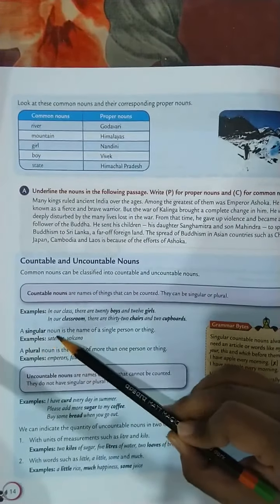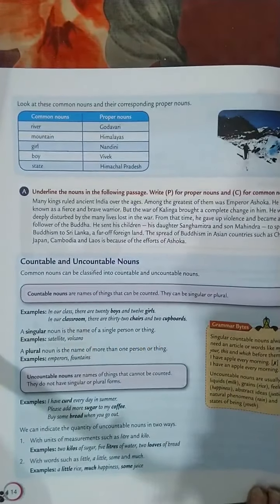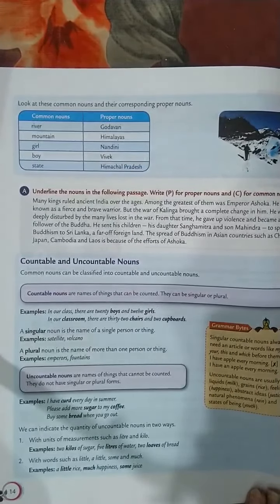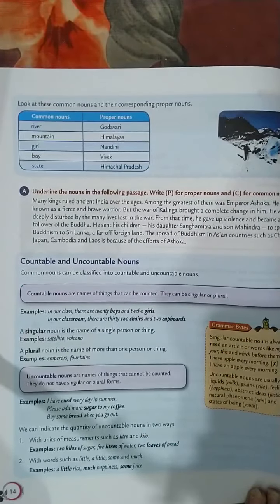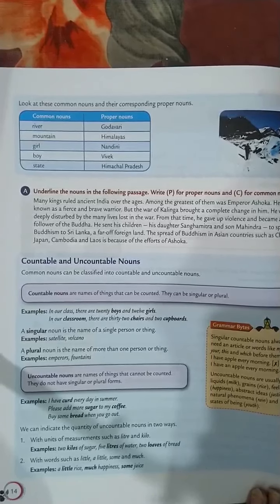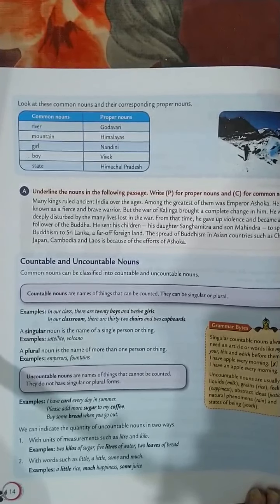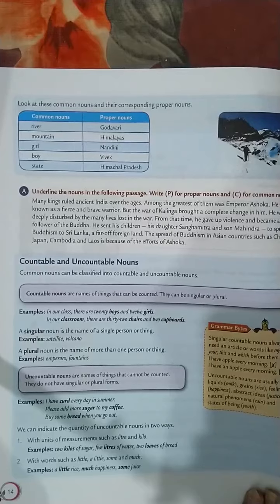Now, a singular noun is a name of a single person or thing. Now, what is a singular noun? A singular noun is a name of a single person or a single thing, like volcano, satellite, or any other thing. Volcano, satellite, Uttar Pradesh is singular, right? Any other name which is singular.